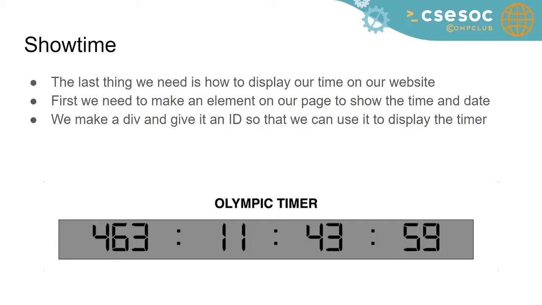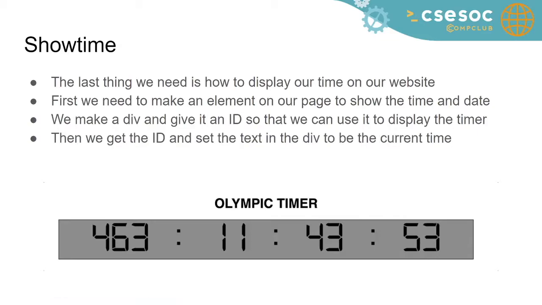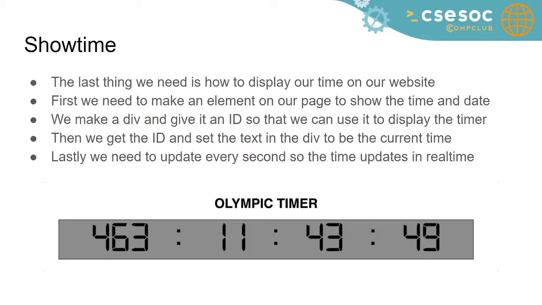So we need to make a div and give it an ID so that we can get that div and then change it. And then we set the text in the div to be the current time. So the time will be basically the difference between the time of the Olympics next year and our current time, which we now know how to find after learning about subtracting time. And lastly, we just need to update the timer every second so that it updates in real time.